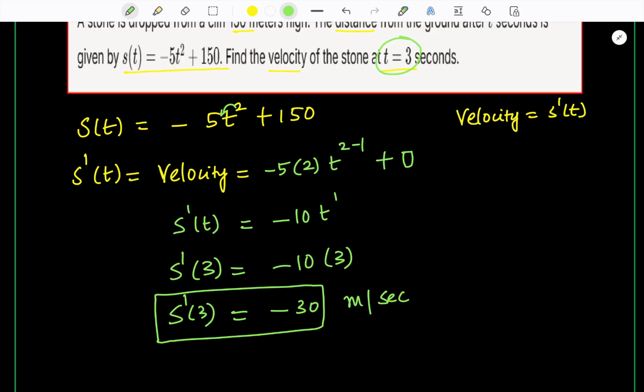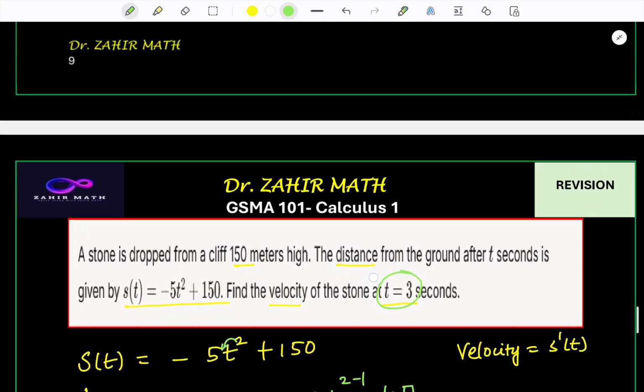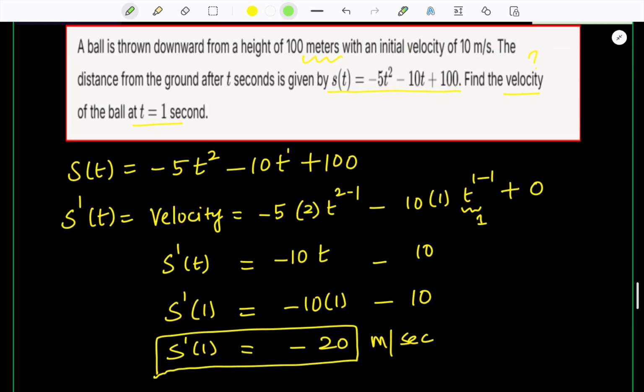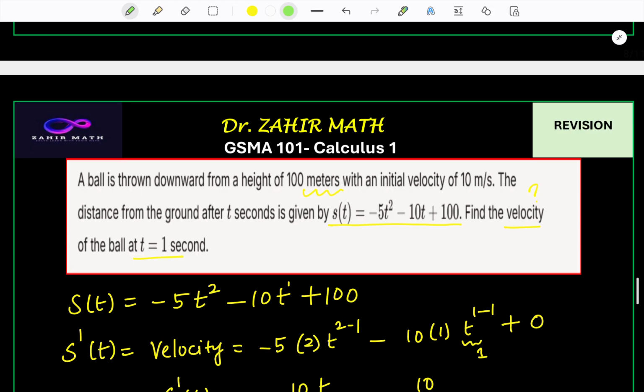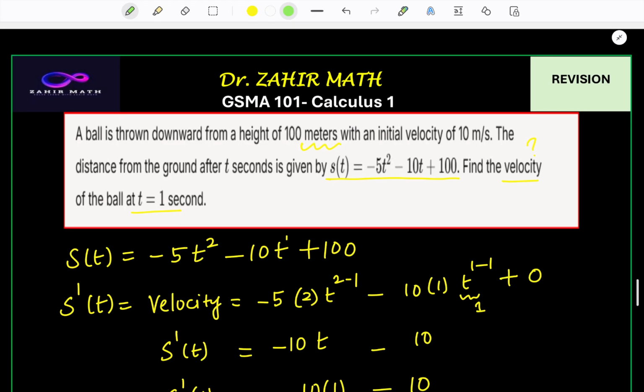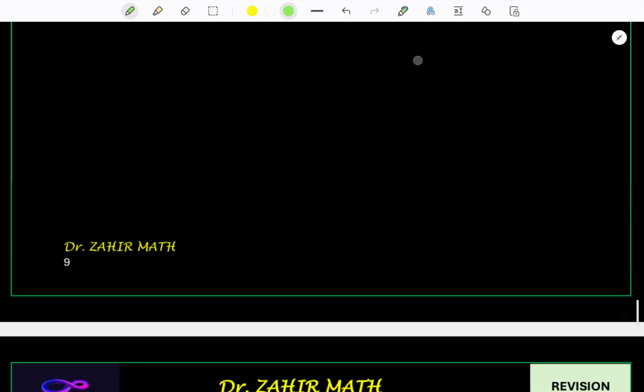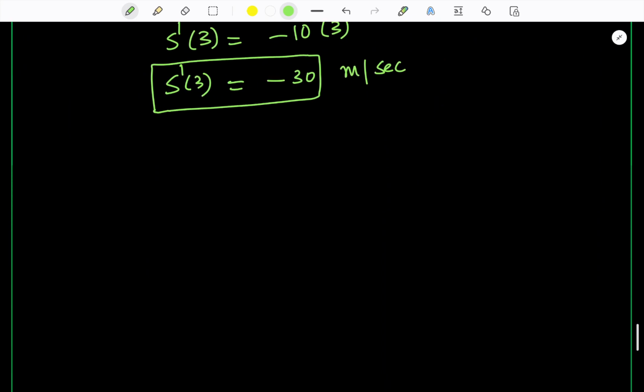Right. The same idea, the sandbag which is dropped from the top. The same question. I gave 3 different questions, 3 different ideas. Different in the sense that the situations are different, but the way of doing is the same, right? Distance is given, you are finding velocity.